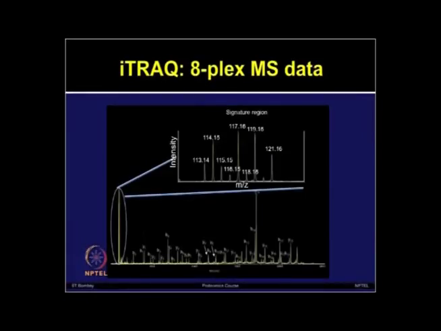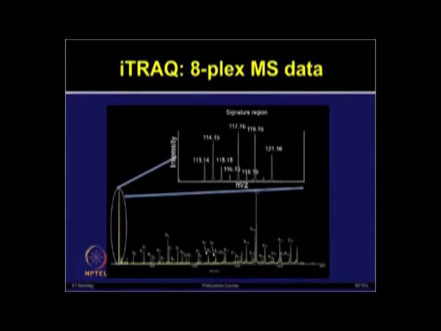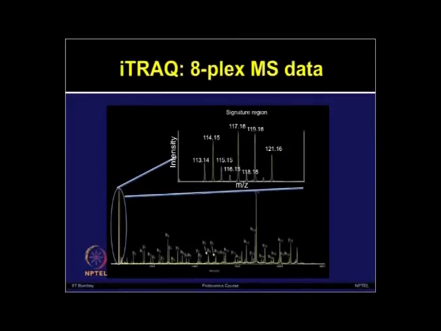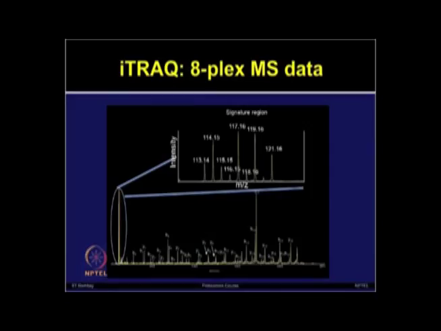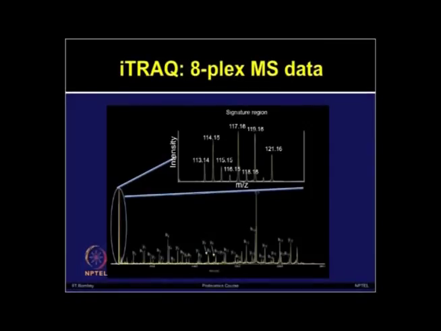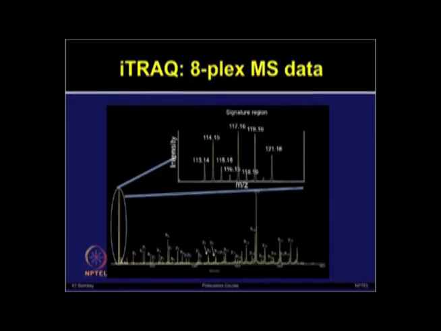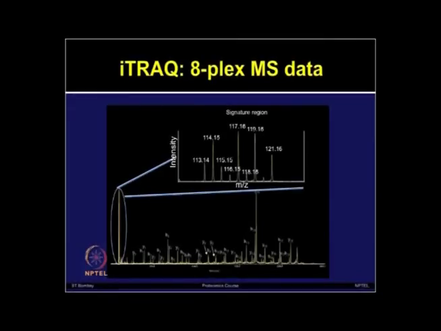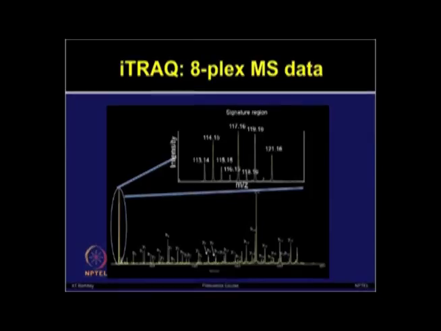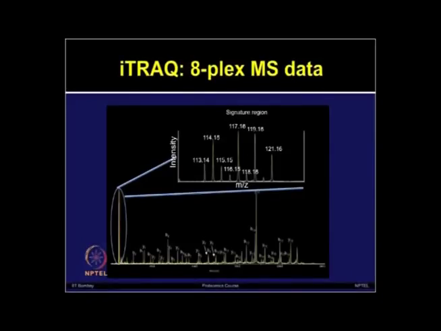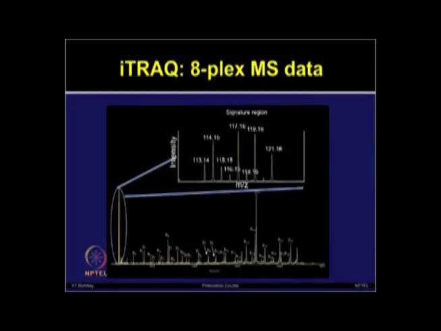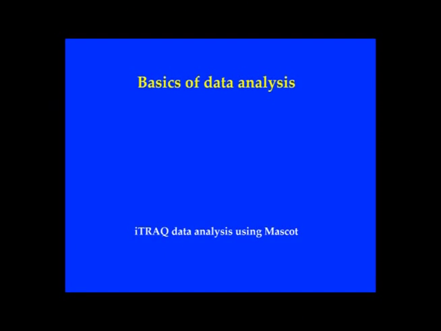Now, we will have a look at the 8-plex MS data. So, in the MS-MS spectrum, now here we are showing the reporter region signature of an 8-plex iTRAQ reagent showing 113.14, 114.15, 115.15, 116.15, 117.16, 118.16, 119.16 and 121.16 reporter ions.